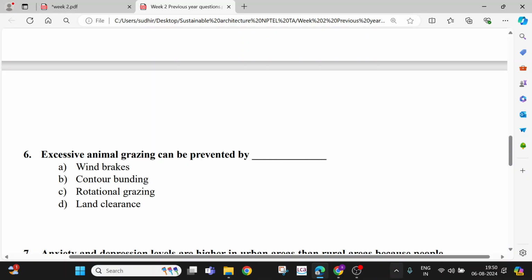Option D. B. Option B. So let me take the answers of others. So what about rotational grazing?